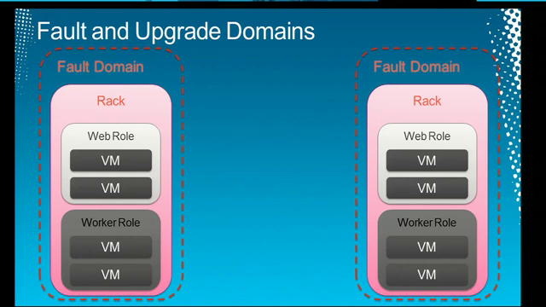Fault domains. When we look at deploying applications out into Windows Azure, and we deploy multiple instances of a particular role, let's talk about that first web role we've got located in this scenario. We want to make sure that if I'm running two different instances, they're not running on the same rack of servers. Why would we do that?